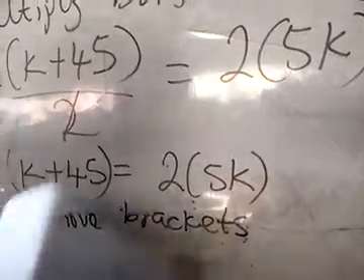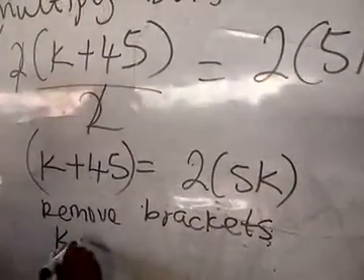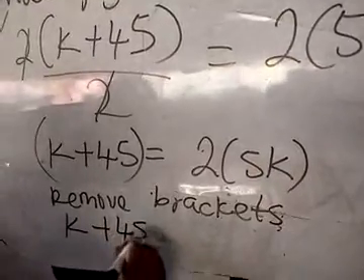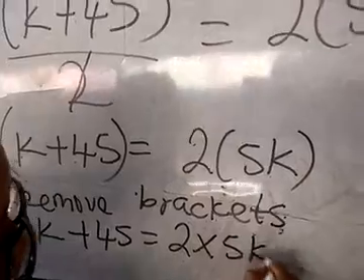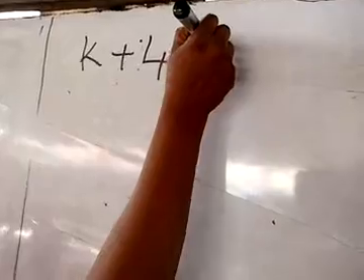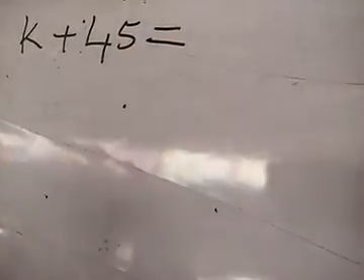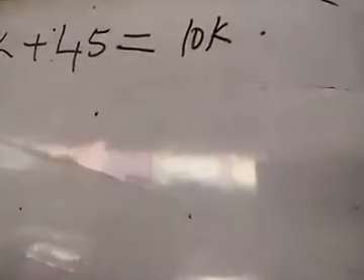Remove brackets. If you remove it, we are going to have k plus 45 is equals to 2 times 5k. You know that 2 will multiply everything in this bracket. We have k plus 45 is equals to 2 times 5k, which will give you 10k.